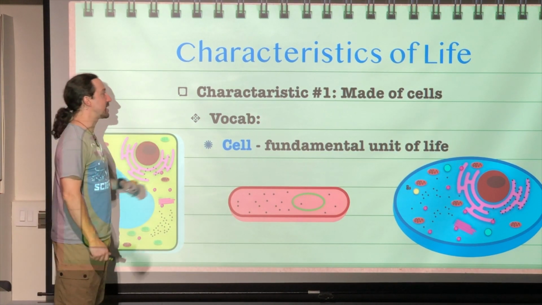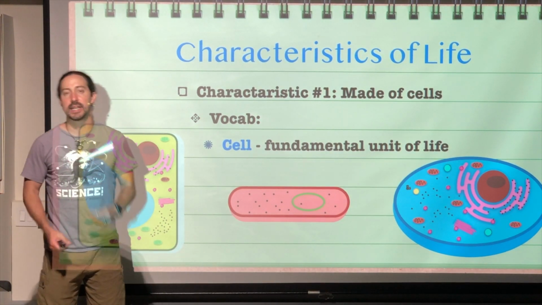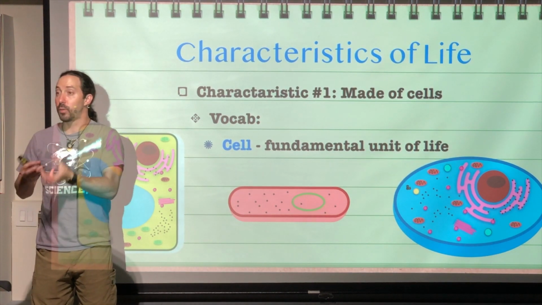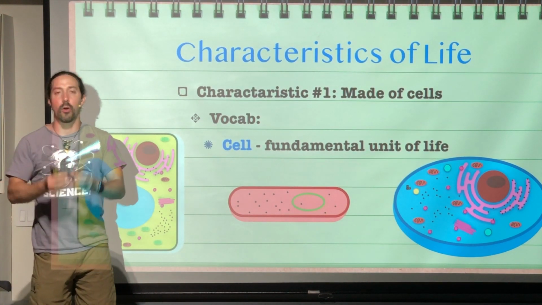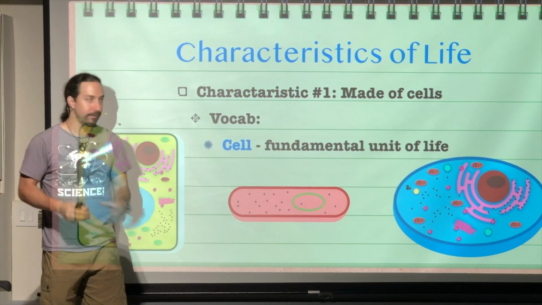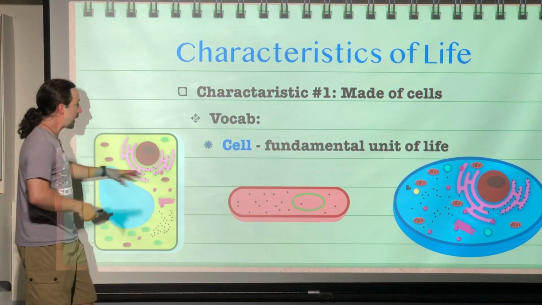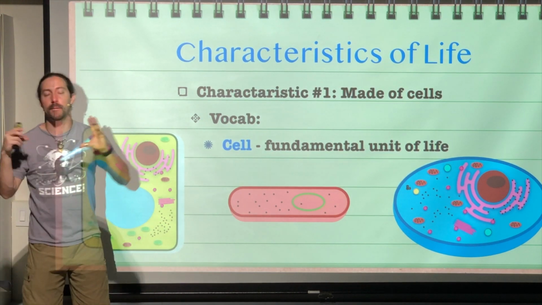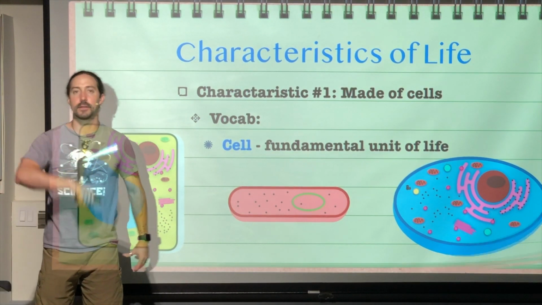The first characteristic is it must be made of cells. Cells are the little factories that make life. That's what they do. They are all about making life. It doesn't matter if it's a plant cell, if it's a bacterium, if it's an animal cell, they are the fundamental unit that makes life.